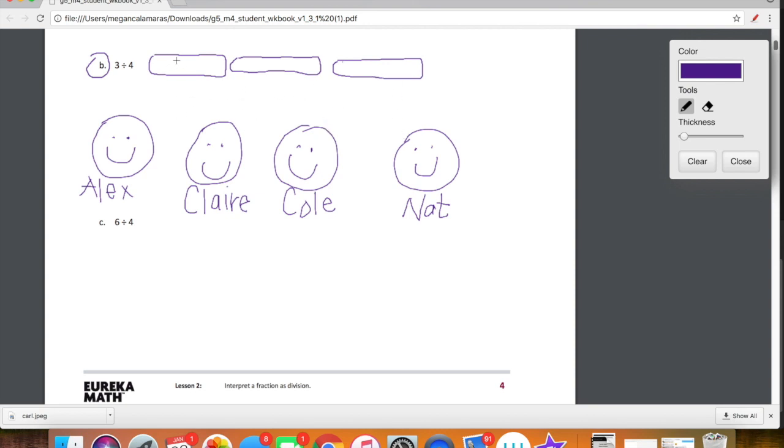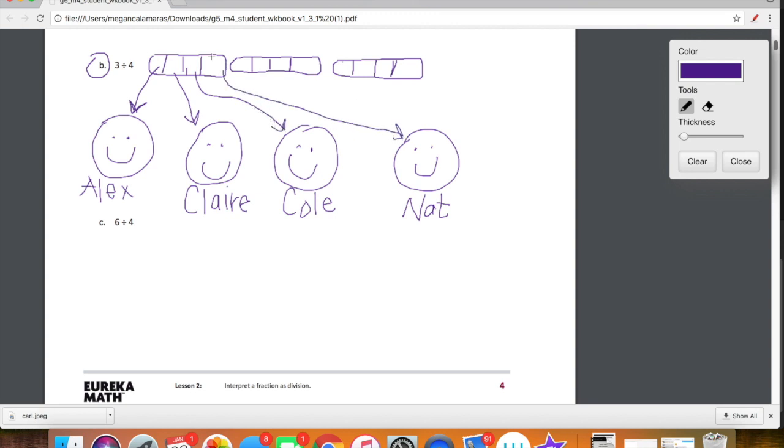No, we do not. So we need to be very fair, and we're going to cut each of our maple bars into 4 equal pieces because we have 4 kids that are hungry and love maple bars. So I'm cutting each of my 3 maple bars into 4 equal pieces because we have 4 kids. And then we're going to share these. We want to be very fair. Alex gets that part, Claire gets that one, Cole, and Nat.